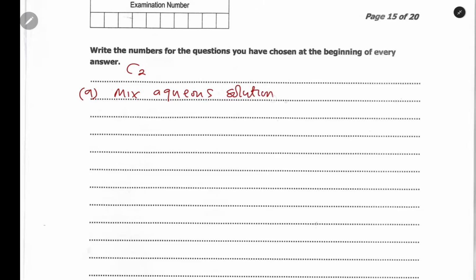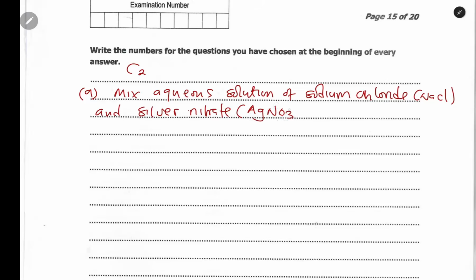solution of sodium chloride, which is NaCl, and silver nitrate, which is silver is Ag, NO3, silver nitrate, in a beaker. So mix aqueous solution of sodium chloride and silver nitrate in the beaker.